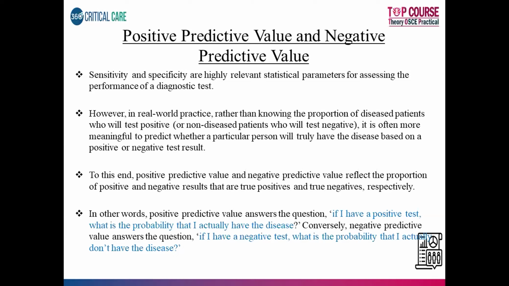Now, in other words, what do you mean by positive predictive value? If you have a positive test, what is the probability of me actually having the disease? So if your COVID RT-PCR test is positive, what is the probability of me having the disease? That is positive predictive value. Now, what is negative predictive value? If I have a negative test, what is the probability that I actually do not have the disease? That is the negative predictive value.